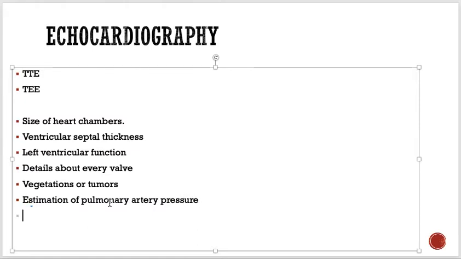Okay, so simply a pressure of more than 35 millimeter of mercury suggests pulmonary hypertension. So we can estimate it by echocardiography. We can see if there is any pericardial effusion. Okay, so that can be seen. Of course, in that one we will see that they have water around the heart or in the pericardial cavity. So this is about echocardiography.